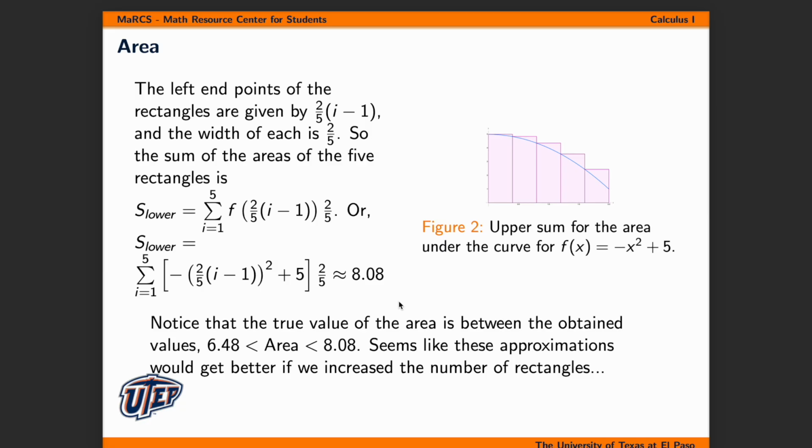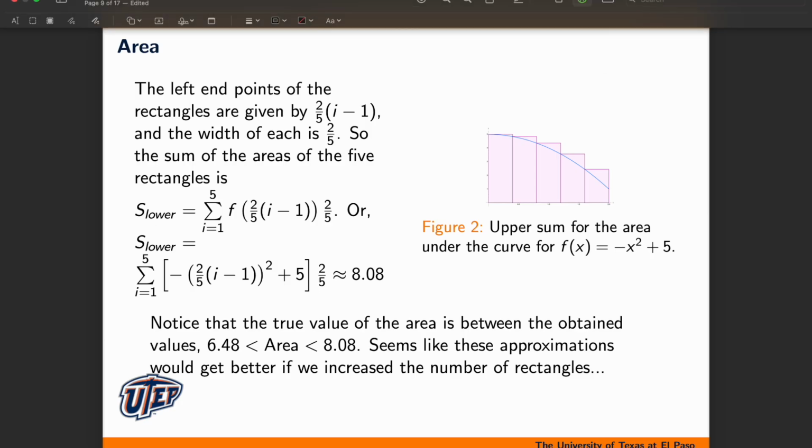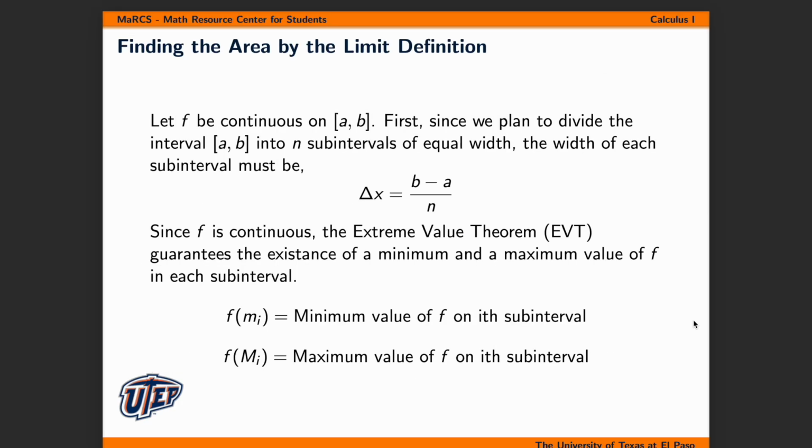So we notice that the true value of the area is between the obtained values from the lower and upper sums. So for the lower we had about 6.48, and then the true area will be between 6.48 and 8.08, the area we got from the upper sums. So it seems like these approximations would be better if we increased the number of rectangles. We'll be going over finding the area by the limit definition.